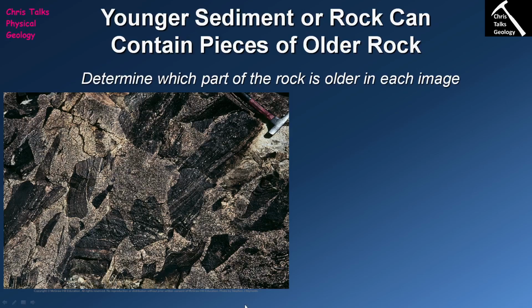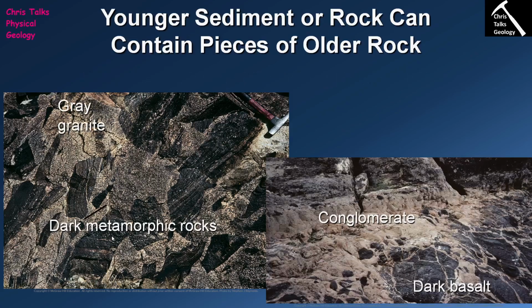So what's the next method of relative dating that we can use? Well, if we look at these pictures here, we can see we have a situation where we have pieces of rock contained within other rocks. Now, depending on what type of rock you're dealing with, these pieces of rock will be given different terms. So in the case of a sedimentary rock, these chunks here would be referred to as clasts. In the case of an igneous rock, you're dealing with something which we refer to as a xenolith.